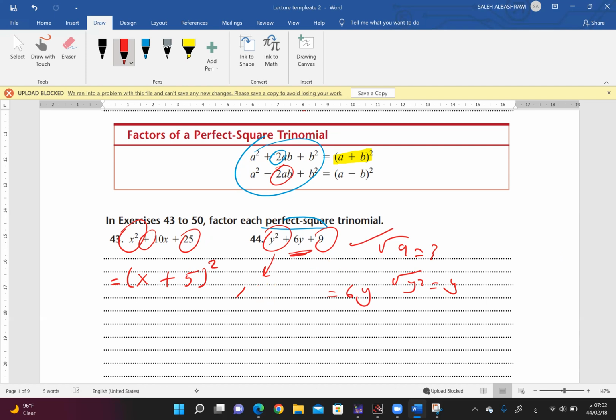And if it is a perfect square, then we can write it as, this is question number 44, equal to bracket to power 2. Y square will give me y, 9 will give me 3, and the middle sign is positive, so I will have plus. So it is y plus 3 all to power 2.